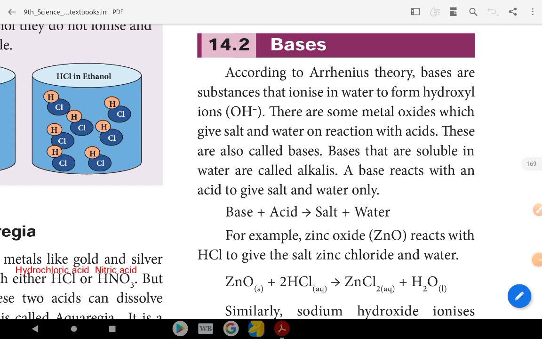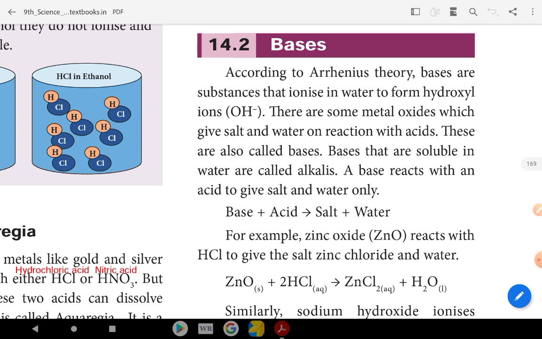In this video, we are going to see the continuation of the lesson Acids, Bases and Salts for 9th Standard, Unit 14. And today we are going to concentrate on bases. We're going to start with bases. Let's see what it is.